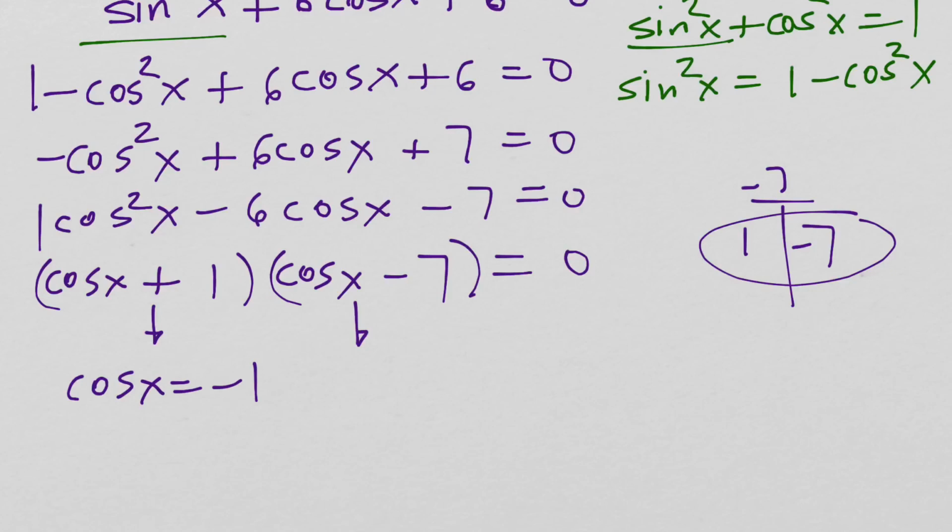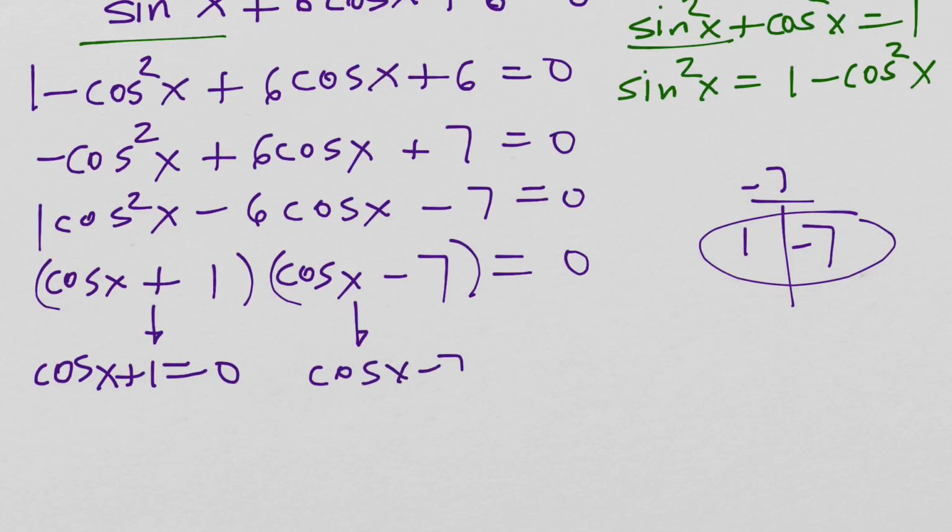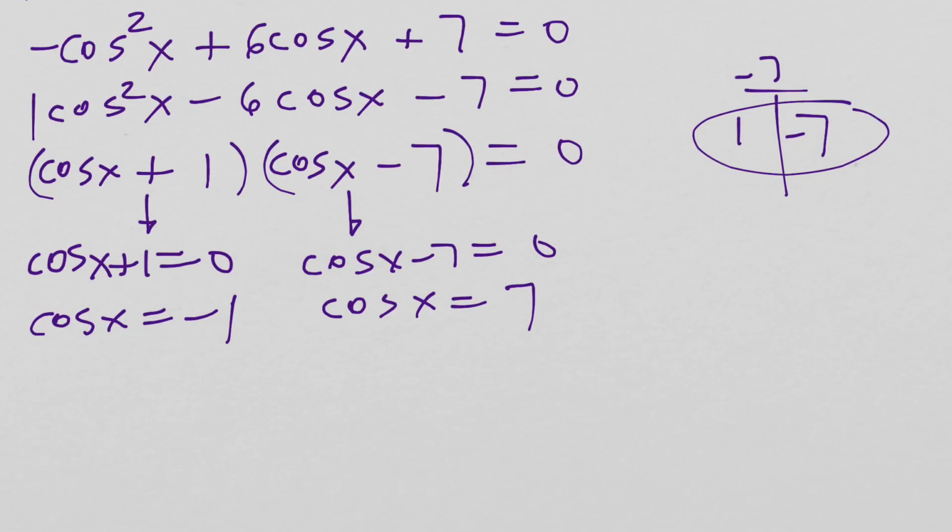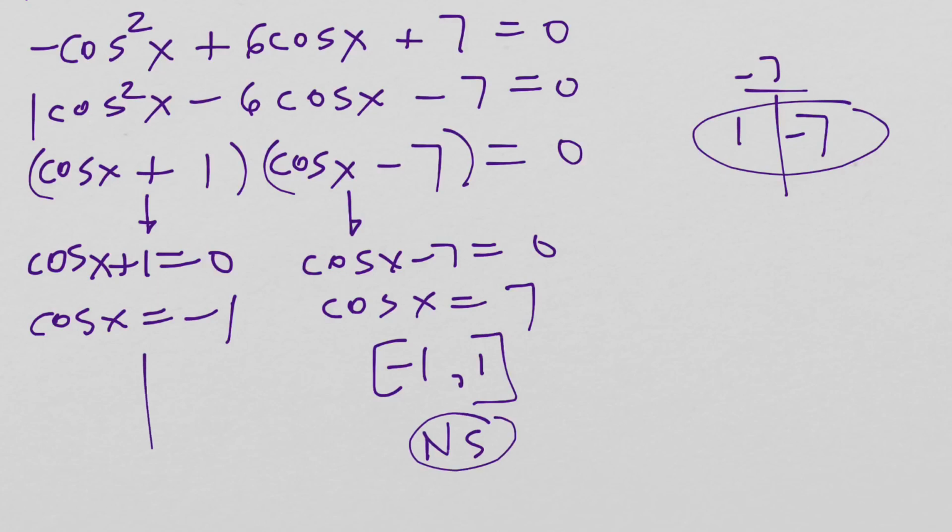Oops, I skipped a step. Cosine of x plus 1 is equal to 0, and cosine of x minus 7 is equal to 0. Cosine of x is equal to negative 1, or cosine of x is equal to 7. Cosine of x is equal to 7 is out of the range negative 1 to 1, so this is no solution on that branch. Over here, though, cosine of x is equal to negative 1 at pi, so x is equal to pi.